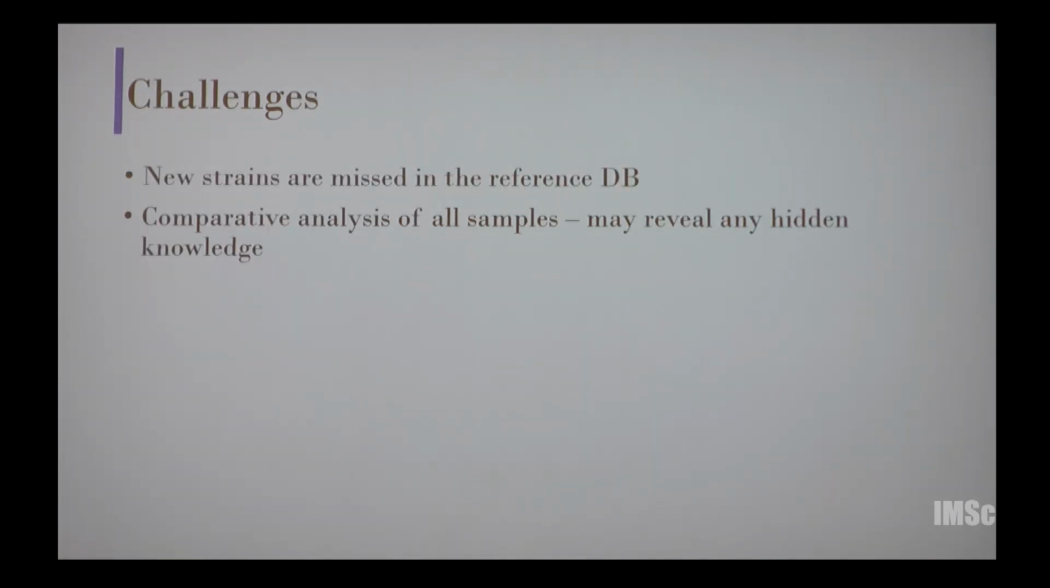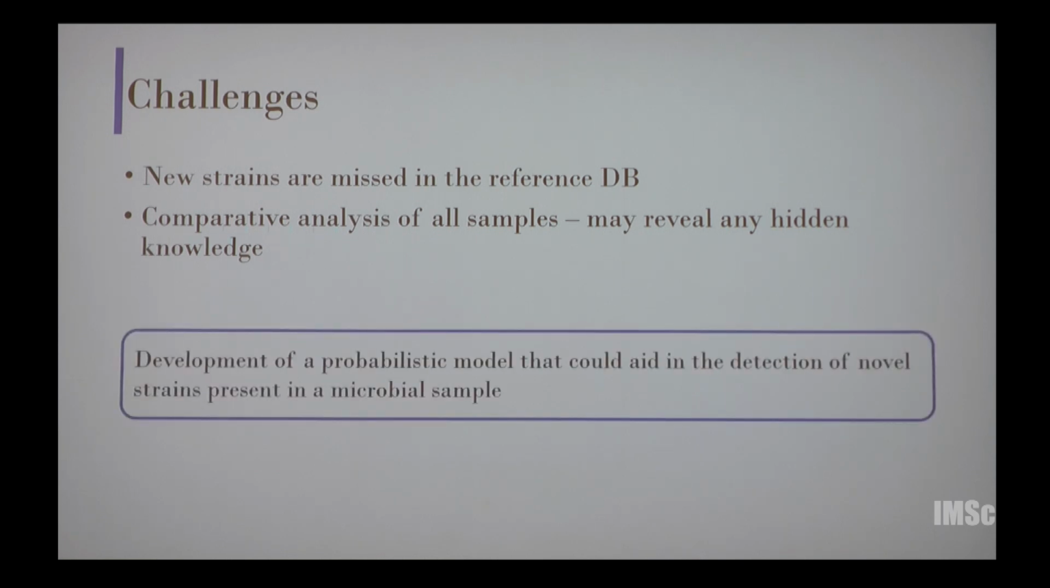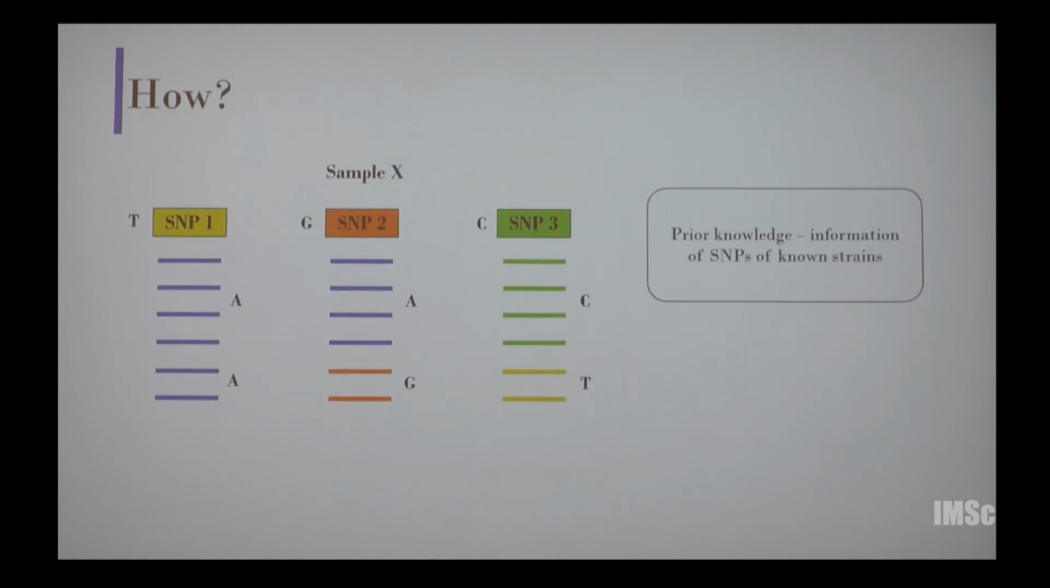Some of the challenges that are not being addressed by the existing approaches are, if a new strain is present in a sample, how to detect it. Another thing is that most of the existing approaches analyze only one sample at a time. If you want to do some comparative analysis, could we identify any hidden information present in the samples? So our goal is mainly to develop a probabilistic model that could aid in the detection of novel strains in a microbial sample. So how are we going to approach this problem?